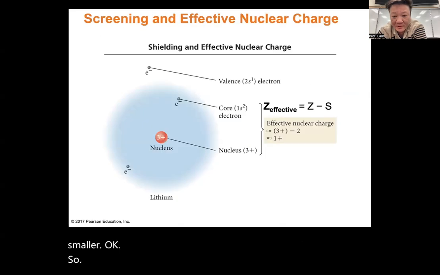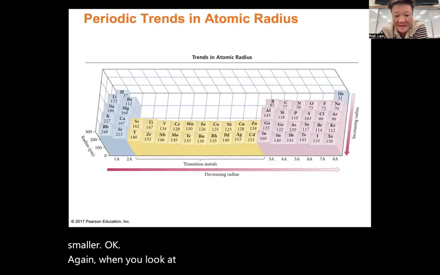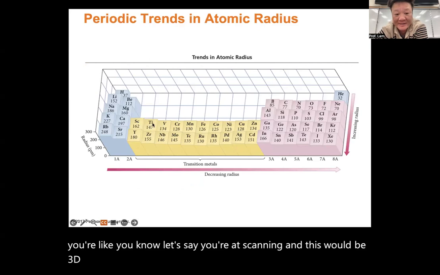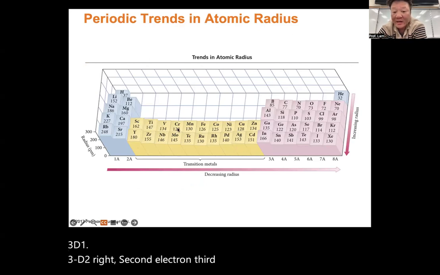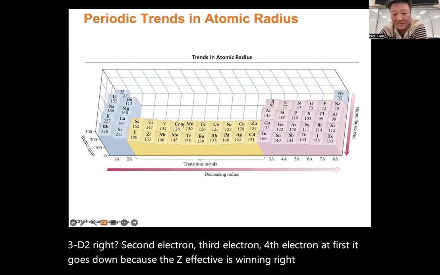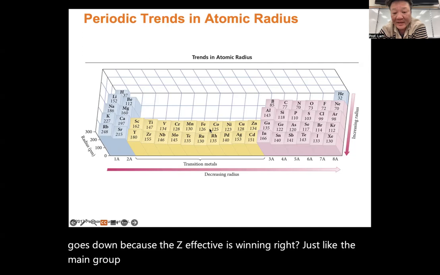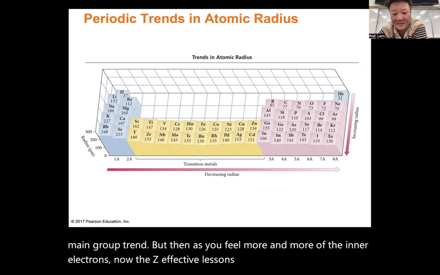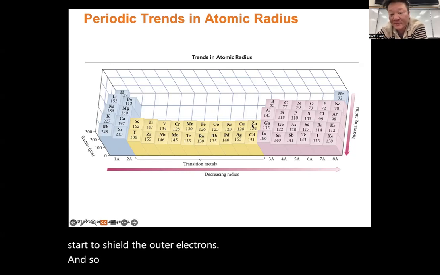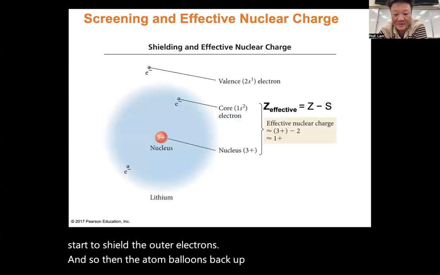So again, when you look at the transition metals, at first, let's say you're at scandium, and this would be 3d1, 3d2, right, second electron, third electron, fourth electron. At first, it goes down because the Z effective is winning, just like the main group trend. But then as you fill more and more of the inner electrons, now the Z effective lessens, because these electrons start to shield the outer electrons. And so then the atom balloons back up, right? So that's really interesting.